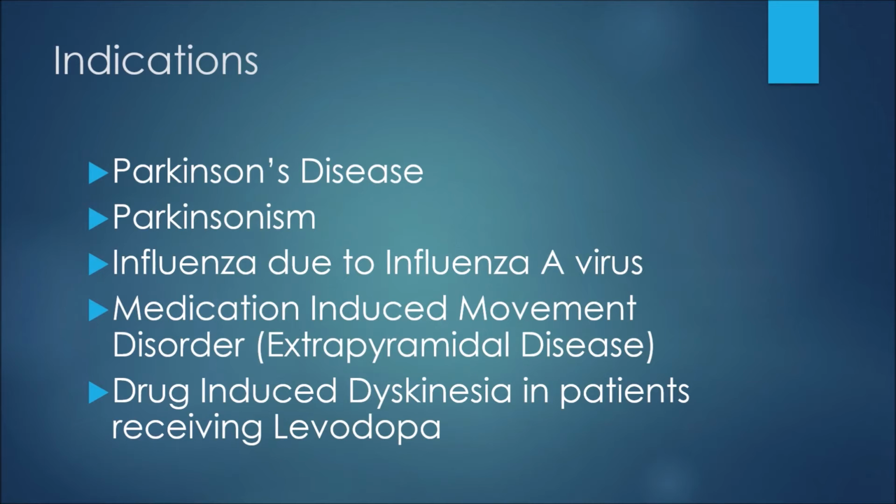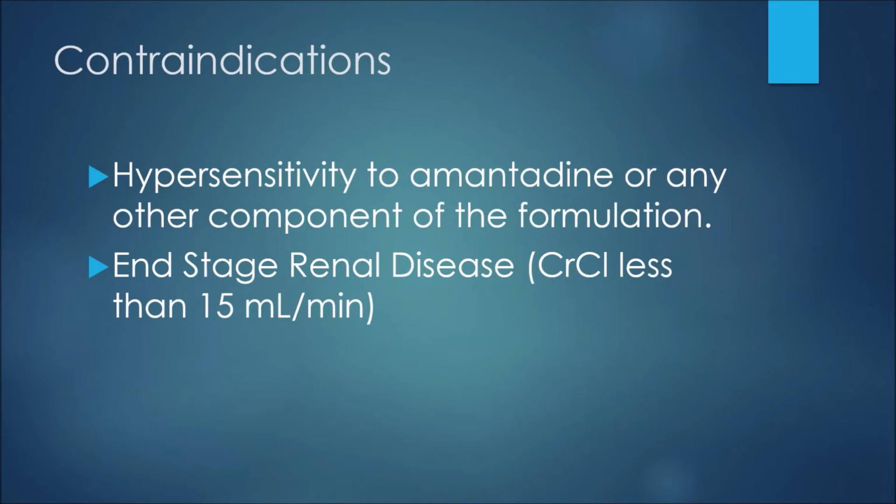In terms of indications or reasons we would prescribe this medication to a patient, well, we may see Amantadine prescribed in the treatment of Parkinson's disease, as well as Parkinsonism. This medication may be used to treat influenza due to influenza A virus. Amantadine may be used to treat medication-induced movement disorders, so extrapyramidal disease, as well as drug-induced dyskinesia in patients receiving levodopa.